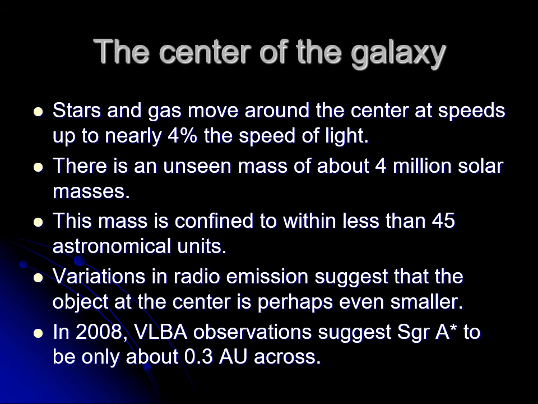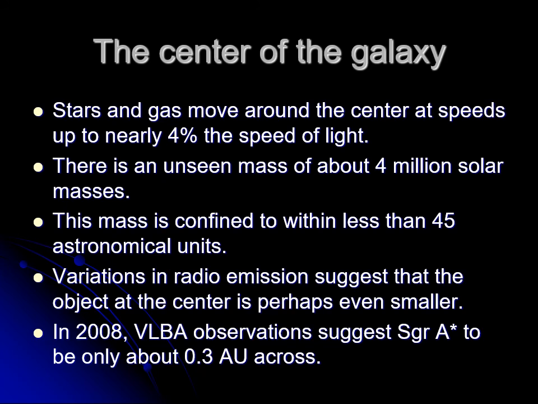Radio variations suggest that whatever is in there is even smaller. In fact, the VLBA in 2008 was able to see things down to about 0.3 AU. Well, 0.3 AU, that's less than the distance between the sun and Mercury. And you have millions of solar masses in there. That's obvious it can't be a star.